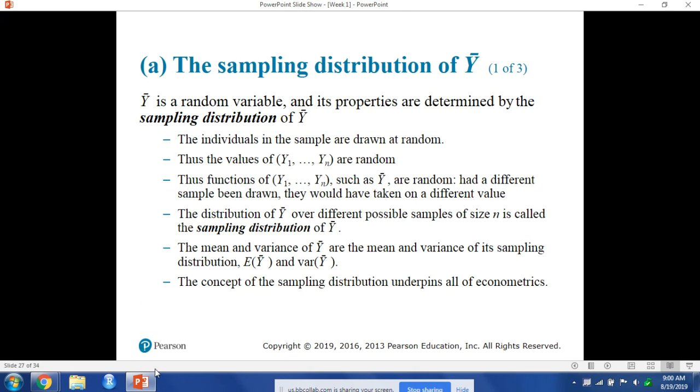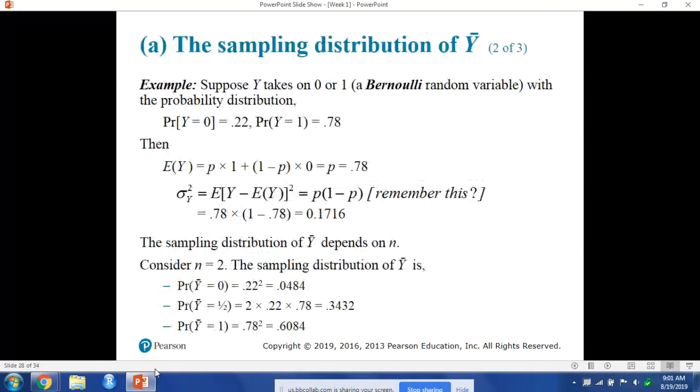Depending on the sample size, which we represent with the letter n, the distribution of our sample mean over different sample sizes is called the sampling distribution. You can look at an example. Let's say we have a Bernoulli random variable, which is a binary variable that can be only 0 or 1. It has a probability distribution of being 0 22% of the time and 1 78% of the time.